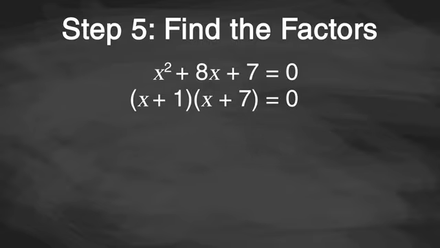Since 7 is a prime number, we only have the factors of 1 and 7. 1 times 7 equals 7, and that gives us the c in the constant term of the equation. 1 plus 7 equals 8, and will give us b in the x term of the equation. The factored equation is (x + 1)(x + 7) = 0.